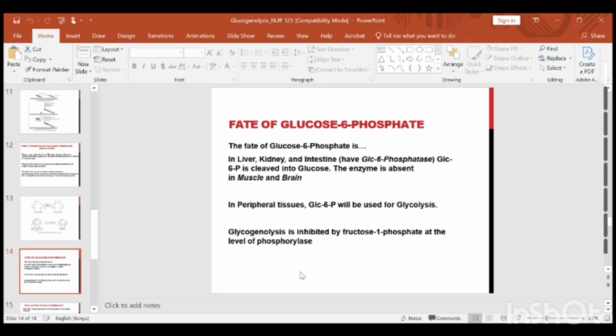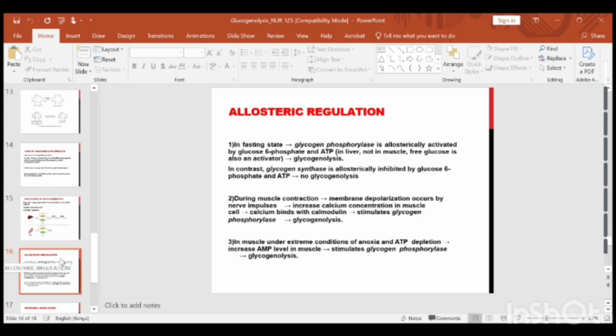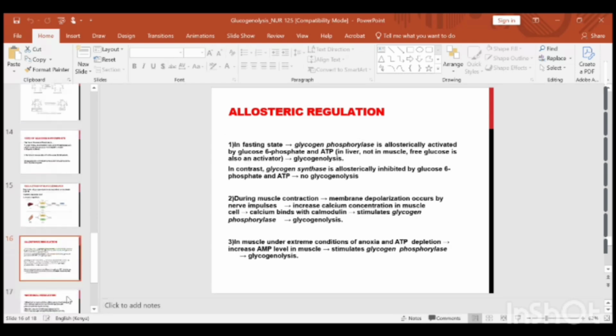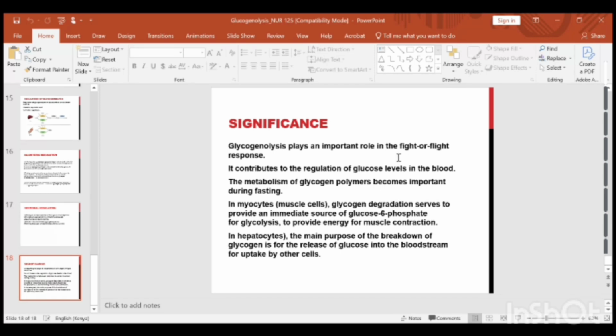Also, glycogenolysis is inhibited by fructose 1-phosphate at the level of the phosphorylase. So it is inhibited by this particular molecule. And so, of course, it can be regulated, though my aim is not so much to look at the regulation. My main aim is for us to be able to see how glycogen is broken down. For your own reading, it's simple and self-explanatory. You'll see how allosteric regulation is done. I just added this for the sake of you knowing. Also see how hormones, glucagon, epinephrine, and insulin are able to regulate glycogenolysis. And of course, the significance of glycogenolysis.